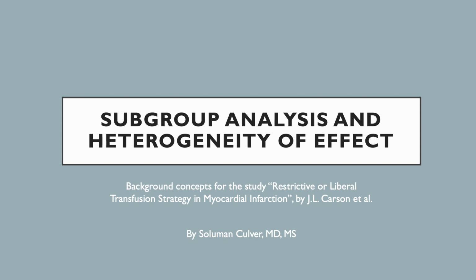And this is the second of a series of lectures building up to our journal club on the paper Restrictive or Liberal Transfusion Strategy in Myocardial Infarction by JL Carson. This is a New England Journal article, and it is a great way to go over a lot of concepts and topics in evidence-based medicine. The topic of this lecture is subgroup analysis and heterogeneity of effect.